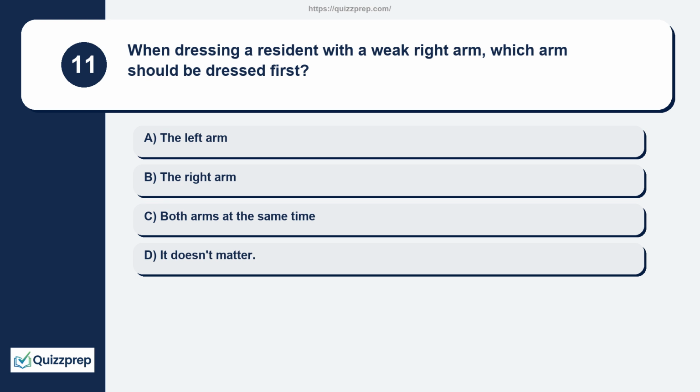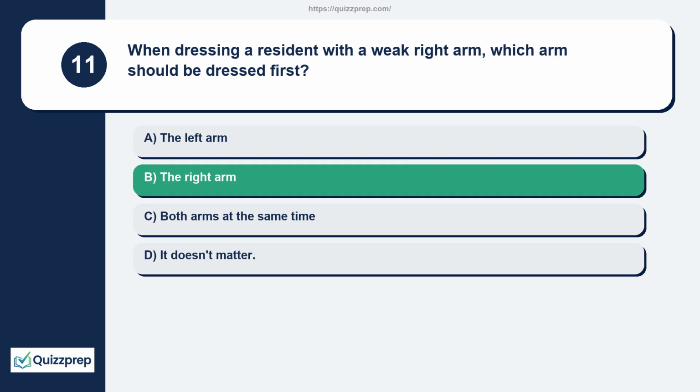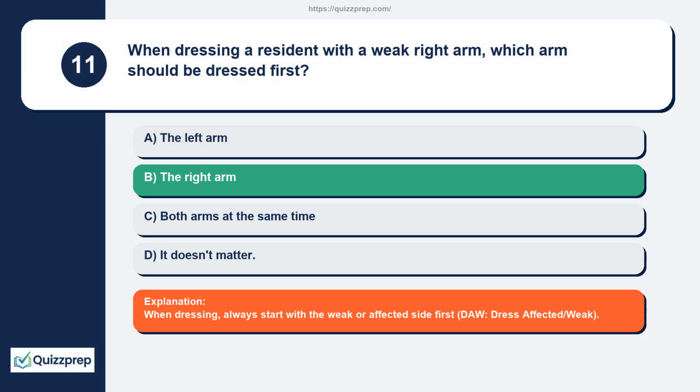Question 11. When dressing a resident with a weak right arm, which arm should be dressed first? The left arm, the right arm, both arms at the same time. It doesn't matter. When dressing, always start with the weak or affected side first. Dress affected, weak side.